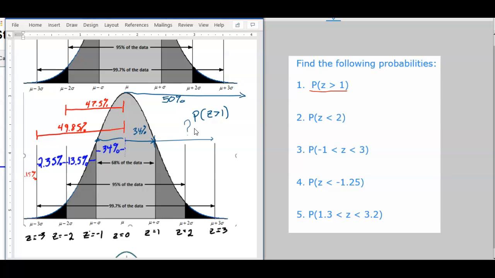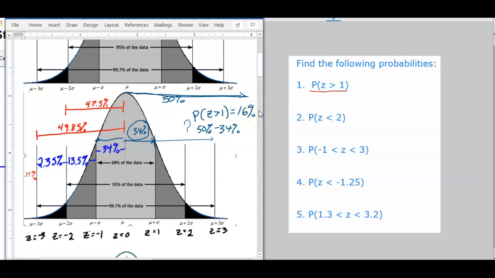Now, of course, we don't want this area. We don't want this value. We want to know this amount. Well, if it's 34% from the middle to 1 standard deviation, and it's 50% the entire way out, then the remainder here would be 50% minus that 34%, which would then be 16% using the empirical rule.